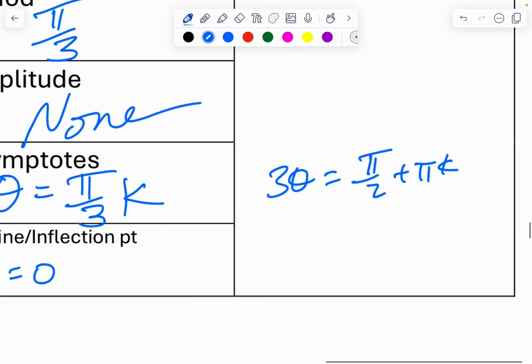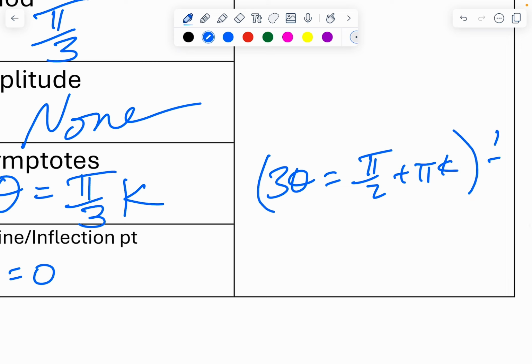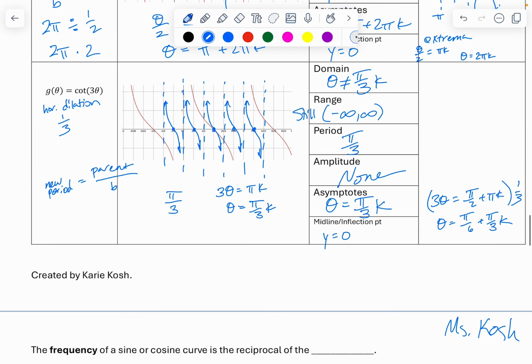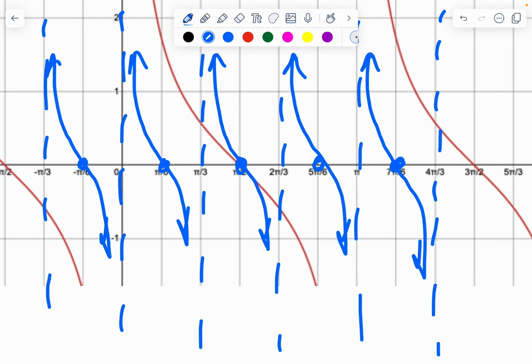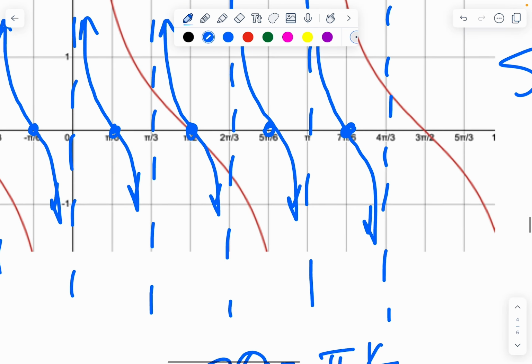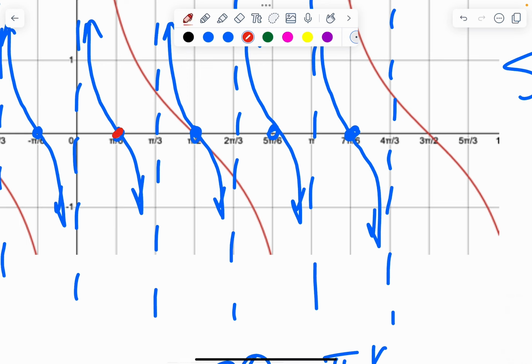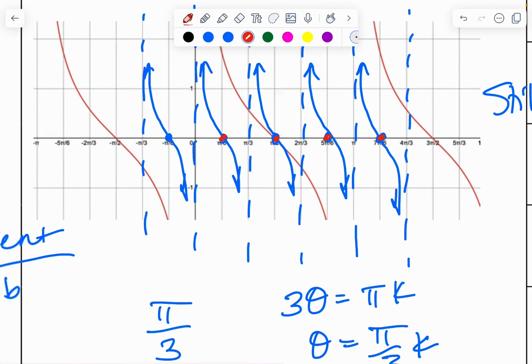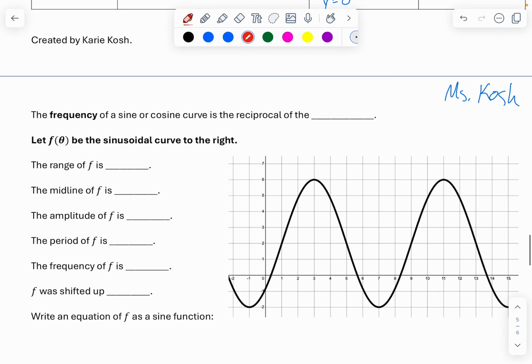Now, when I divide by 3 or multiply by 1/3, I get theta is equal to pi over 6 plus pi over 3k. And so that's going to show me how often my zeros happen. So it's pi over 6, and then when I add pi over 3, add pi over 3, add pi over 3, and you probably couldn't see what I was doing. I said pi over 6, add pi over 3, add pi over 3, add pi over 3. And there we go.